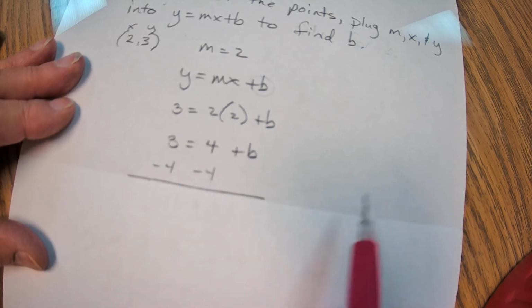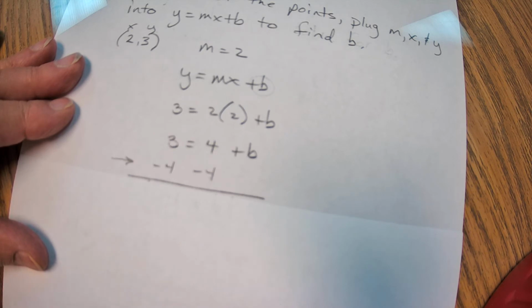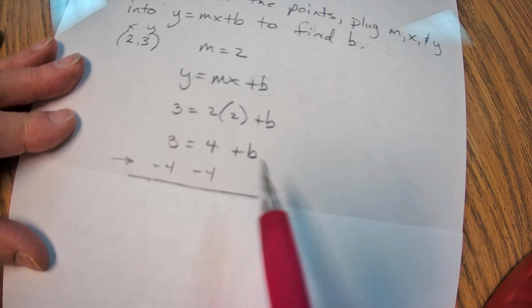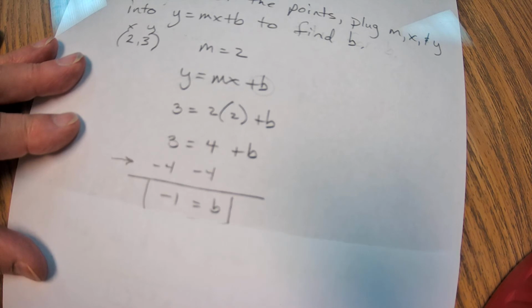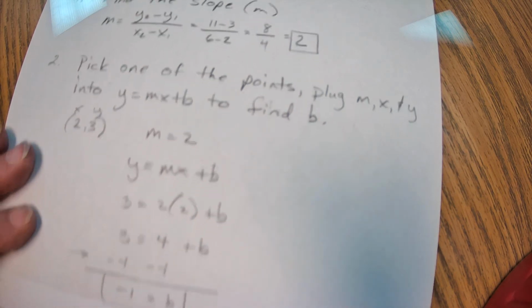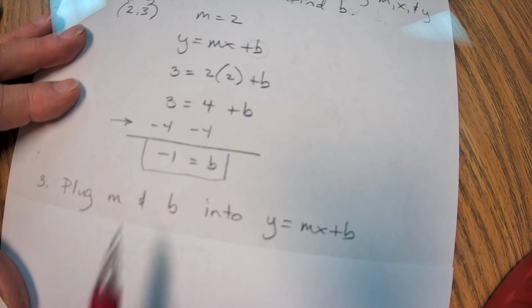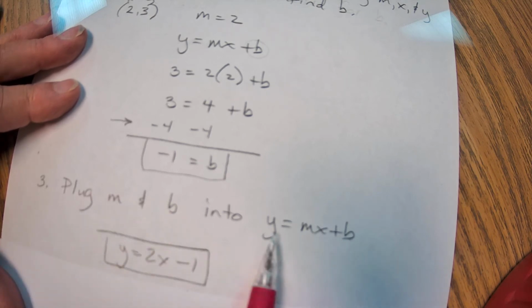I'm going to subtract 4 from both sides. Please don't skip this step. Some of you are trying to do these in your head, and it's not working. 3 minus 4 is negative 1, so that's what b is. So now I know what m is. m is 2, b is negative 1, and my third step is to plug m and b into my equation, which gives me y equals 2x minus 1.